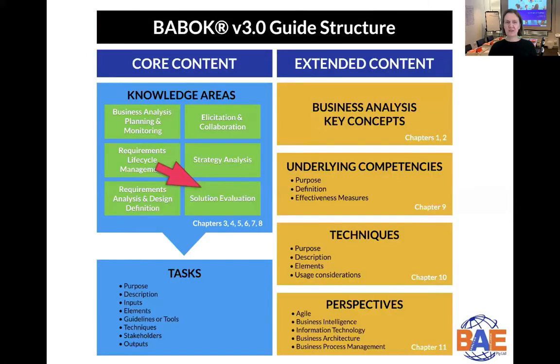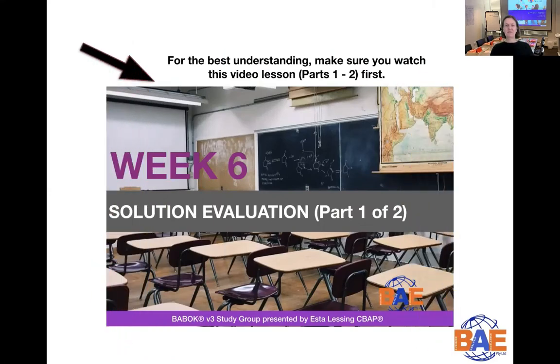Just again to show you where we are in the BABOK guide, we are now looking at chapter 8, which is the last knowledge area in the BABOK guide. So for your best understanding, please make sure that you also watch the video solution evaluation, which is week 6 of the BABOK study group. Have a look at parts 1 and 2 of that video, and that will just help you to be able to put more context to what I'm going to discuss in the next few slides.